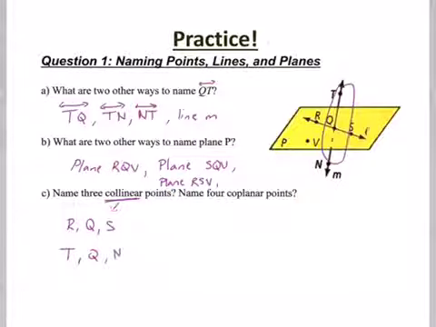Now let's talk about coplanar. Coplanar means they lie in the same plane. So we're just looking for 4 points that sit in the exact same plane. Well, in this case, our 4 coplanar points are going to all be in the yellow. So we're looking at something like R, Q, S, V.